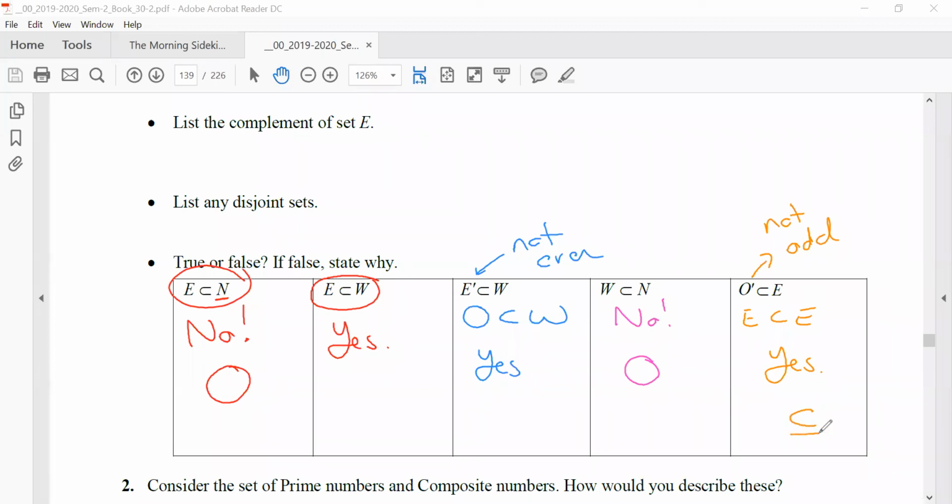This is called a proper subset. We won't use this symbol, but it is actually correct. Okay? I just need you to know if you come across it anywhere that that is a correct symbol.